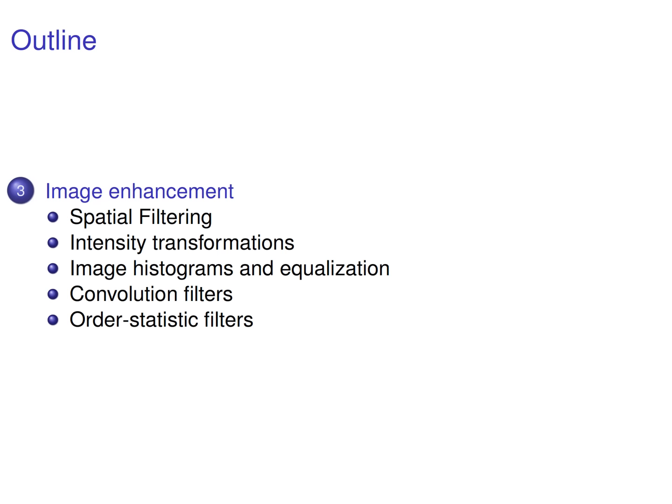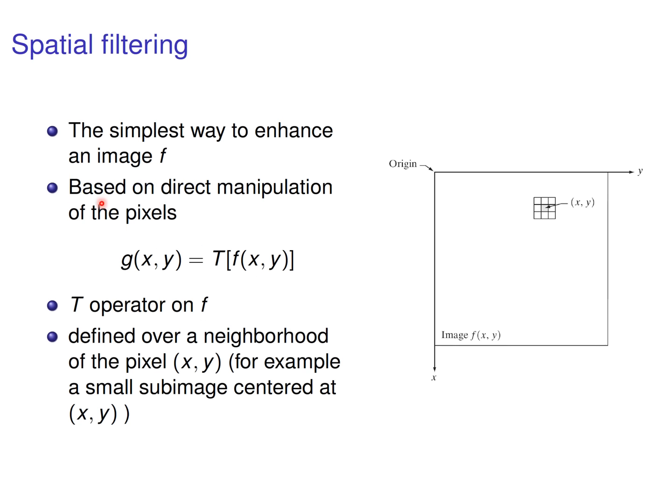Alrighty, so again, I hope that we can cover these 3 today: spatial filtering, intensity transformation, and image histogram and equalization. Remember, what we would like to try to do is to enhance an image, and I'm going to show you examples. So there's going to be a lot of pictures here, but I think it should be good. So let's start with the spatial filtering.